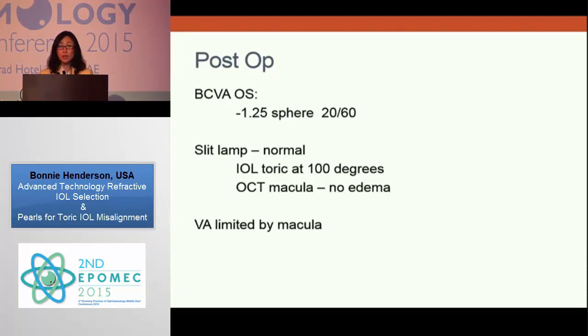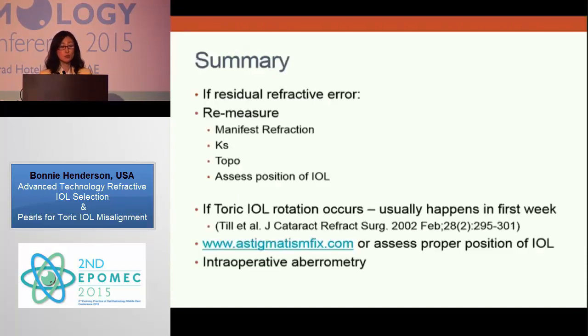So in summary, when you have a surprise, especially with a toric lens, you want to make sure that you're remeasuring everything. And oftentimes, if a toric rotation is going to occur, the literature shows that it's going to occur in the first week. It's very unusual that it happens much later than that. So if it's been more than a week, usually you're pretty good in terms of the toric rotating.